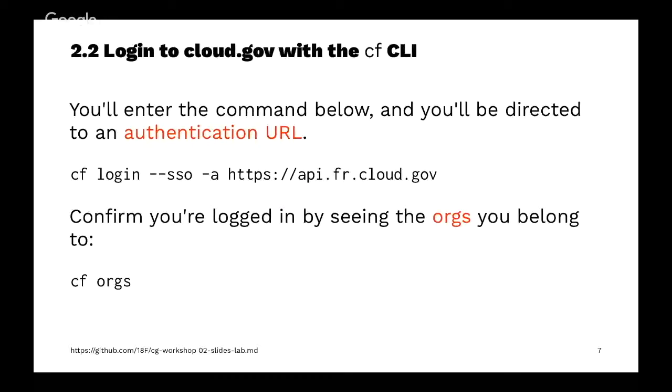I'm going to show a short video here because this is where I've seen some people get confused. The login from the command line is the command cf login --sso, single sign-on, and then -a and the URL for the API. You're only going to have to do this the first time you log in. It then remembers your API going forward.